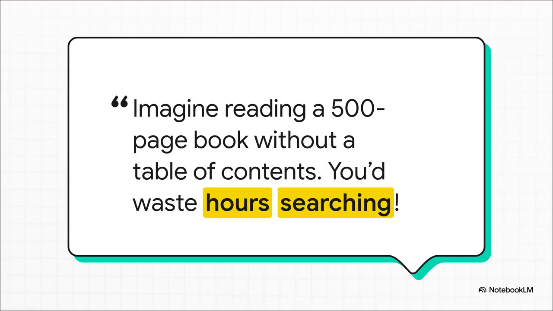Okay, just think about this for a second. You've got a massive 500-page textbook, and you need to find just one specific topic. Without an index, without a table of contents, what do you do? You're stuck flipping through every single page. It's slow, it's frustrating, it's a total nightmare. Well, that's the exact problem a database faces when it has millions or even billions of rows of data.